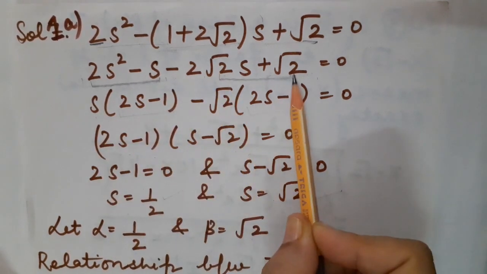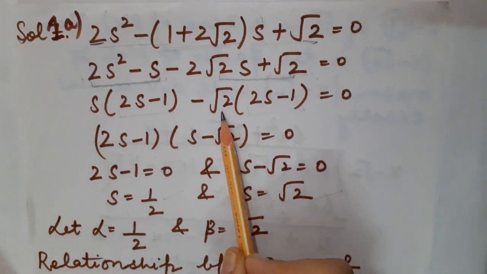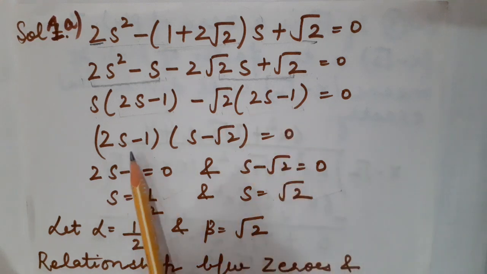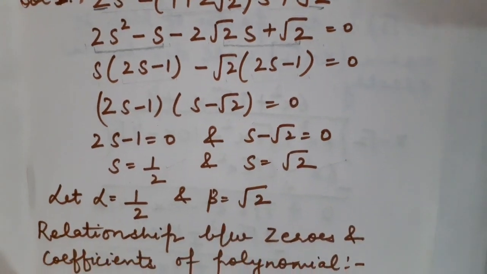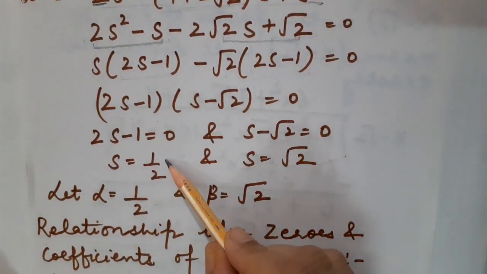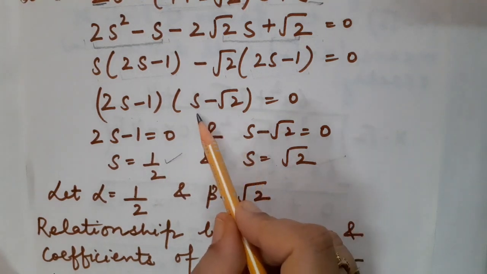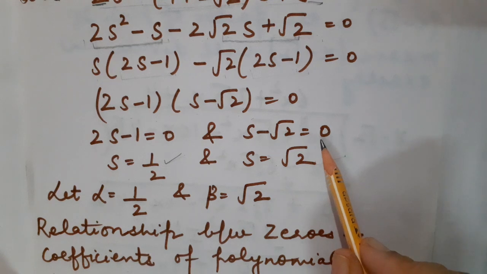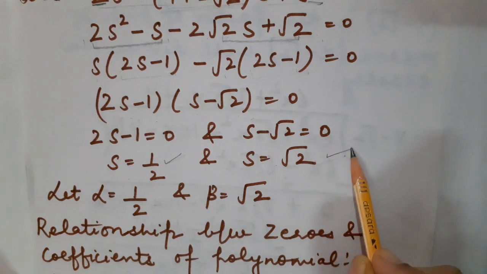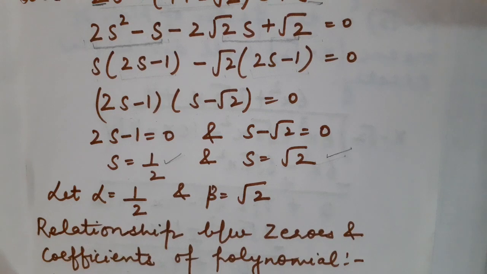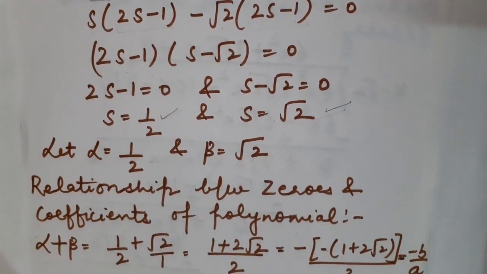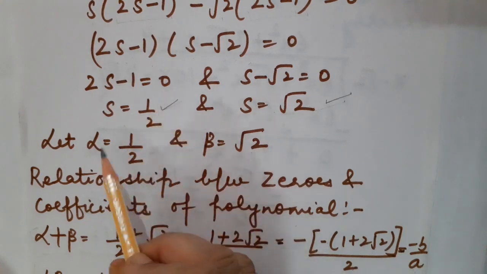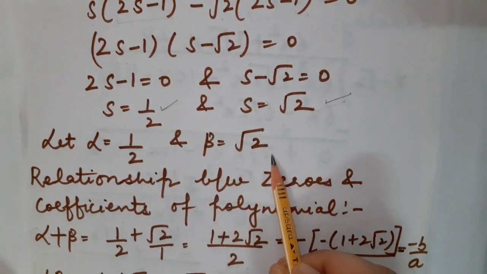And from these 2 terms, I have taken minus root 2 common. So inside the bracket, 2s minus 1 is left. So 2s minus 1, if I put it equal to 0, I will get s is equal to half. And putting s minus root 2, which is the other factor of the given quadratic polynomial, equal to 0, I got the value of s as root 2. So children, for verification, we will consider the first 0 as alpha and the other 0 as beta.